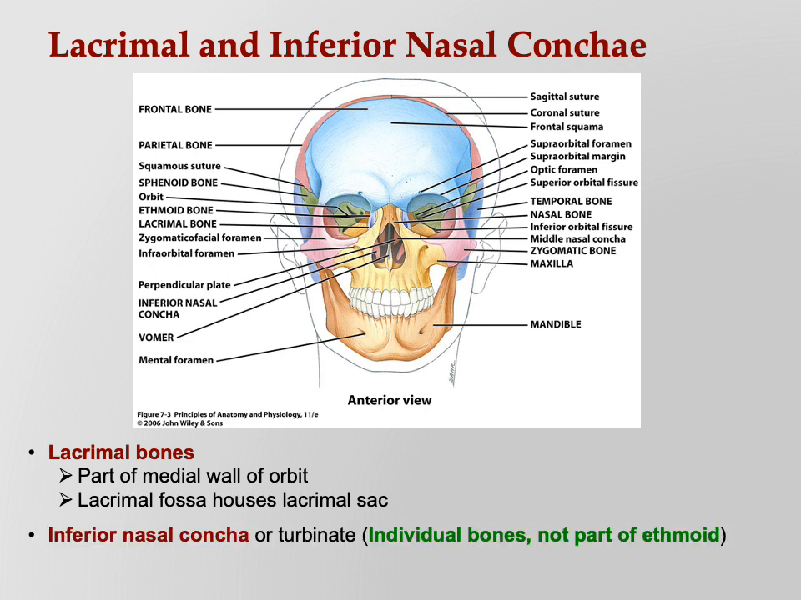The inferior nasal concha, these are individual bones not part of the ethmoid. So the superior and middle nasal conchae are part of the ethmoid. The inferior nasal conchae are their own 2 separate bones. And again, you can see them in the illustration. There's those little pinkish colored bones hanging down at the bottom of the nose hole. Okay?